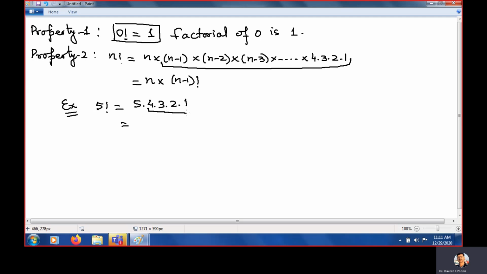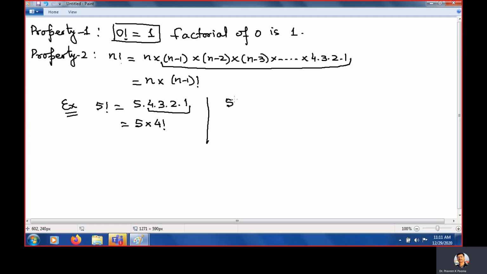So now I want to write it separately. So it is 5 times factorial 4. So big factorials can be written as a small factorial, if it is necessary, you can write it.